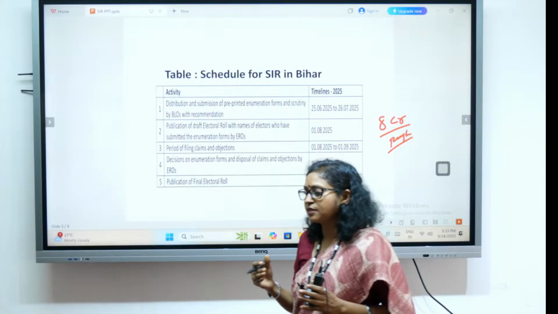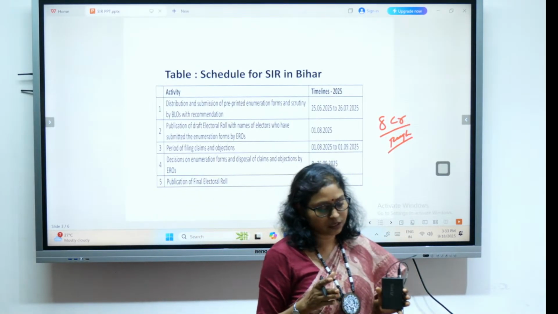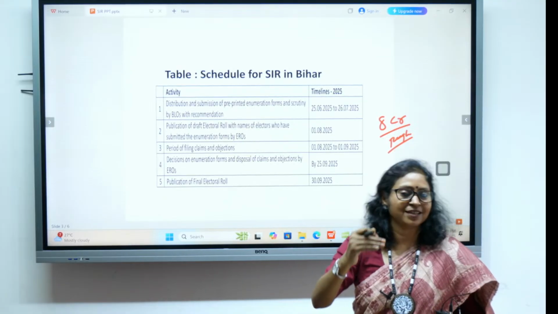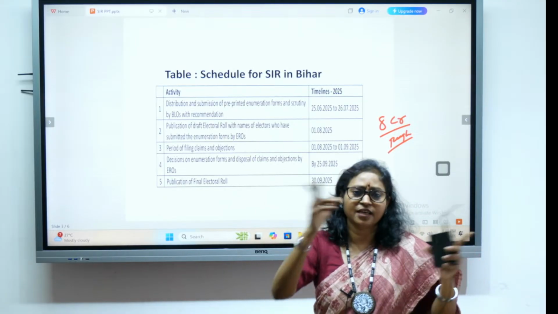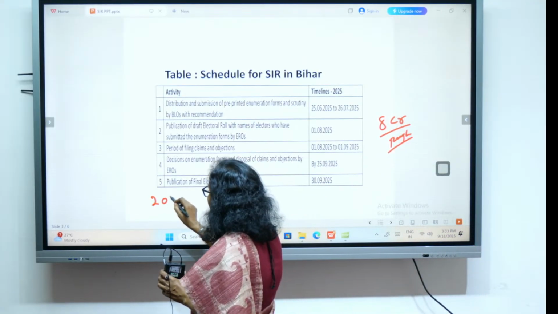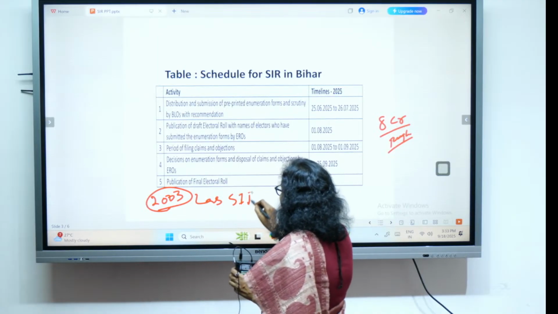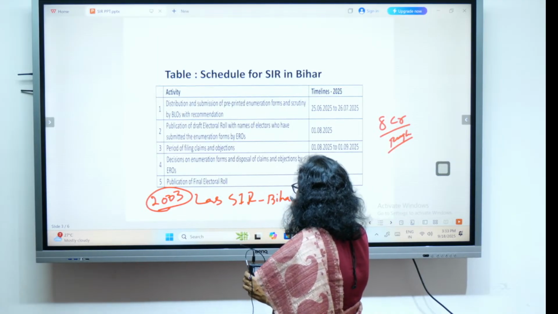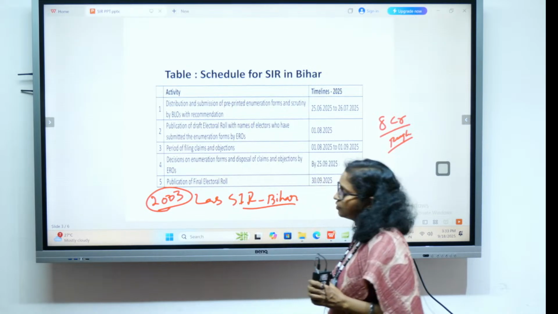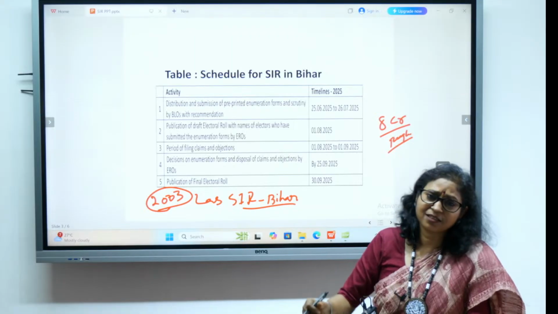And of course there are certain issues also. Why it is more challenging, we'll talk about certain issues. Because of that, this current SIR is more challenging than the previous one. In 2003, the last SIR was done in Bihar. So almost 22 years back the SIR was done, right? And it was done in 31 days.